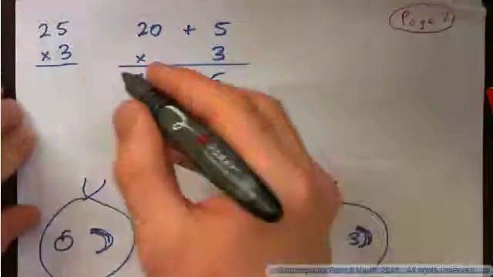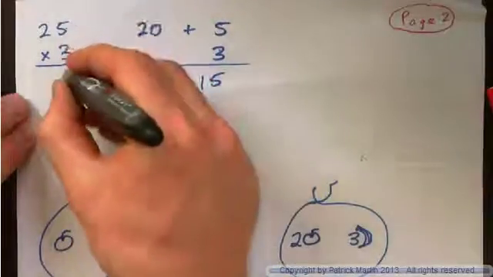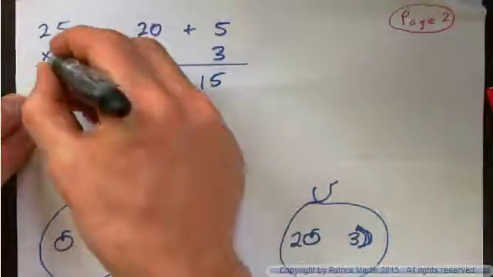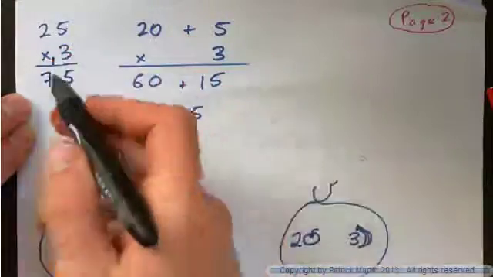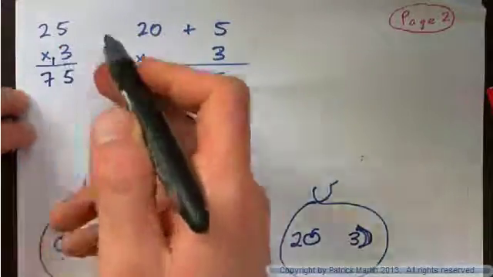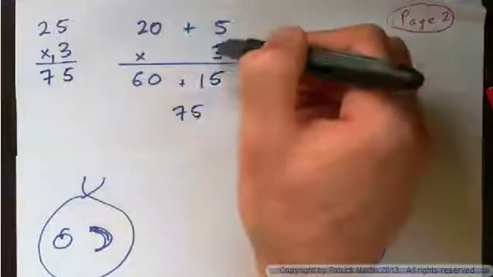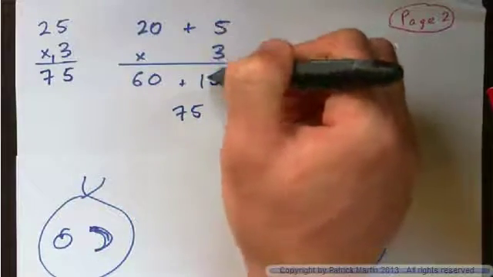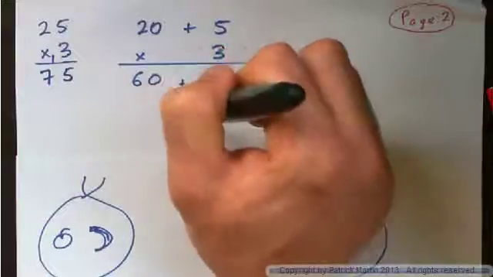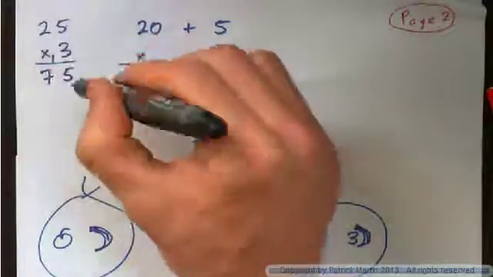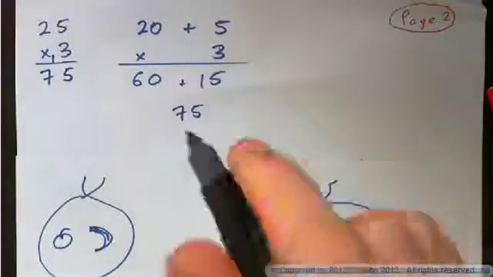So long multiplication is doing this. 3 times 5 is 15. Put down the 5 and carry the 1. 3 times 2 is 6 plus 1 is 7. So it kind of uses the distributive property because you're multiplying 3 times 5 to get 15, and then 3 times 20 to get 60, and then you add 60 and 15 to get 75. That's actually what we did over here. So it's kind of useful to know about it.